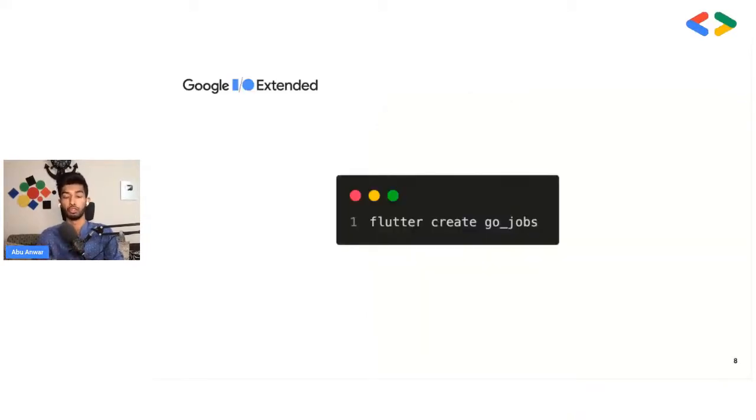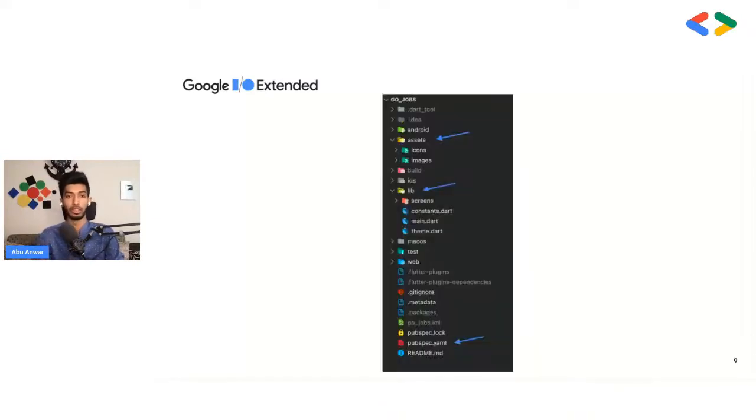If you install Flutter on your device, then you can create a new Flutter project using flutter create and your project name. I'm using GoJobs here. This is my project structure. I created a folder called assets, which contains my icons and images. Inside the lib directory, I created a folder called constant.dart, which contains all of our constant files like color, font style, default padding, and other kinds of stuff. And then I created a file called theme.dart, which contains our light theme and dark theme.